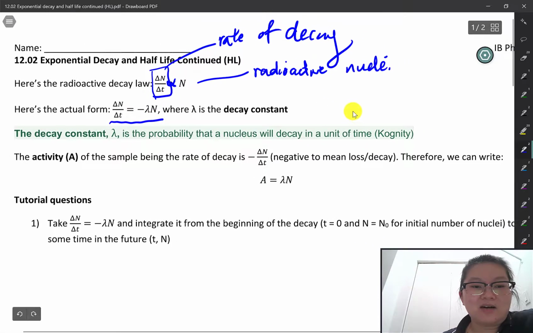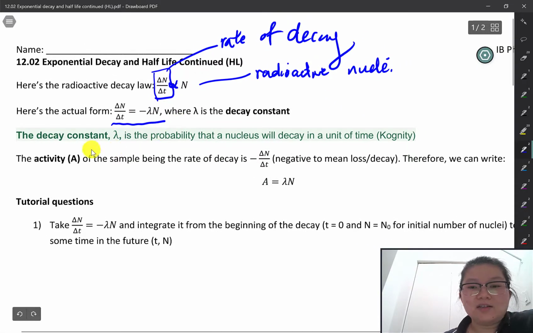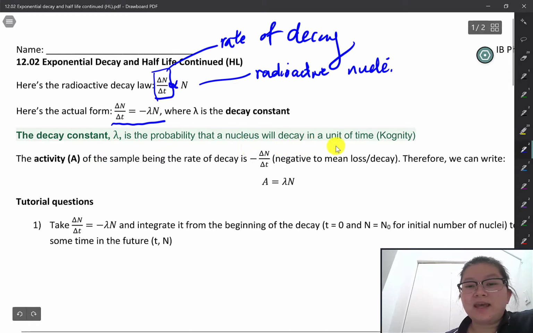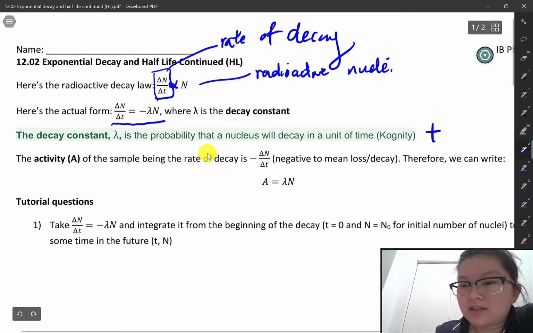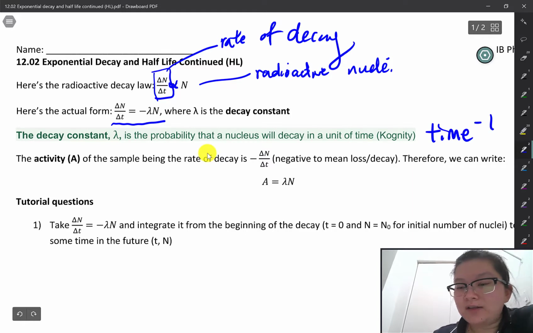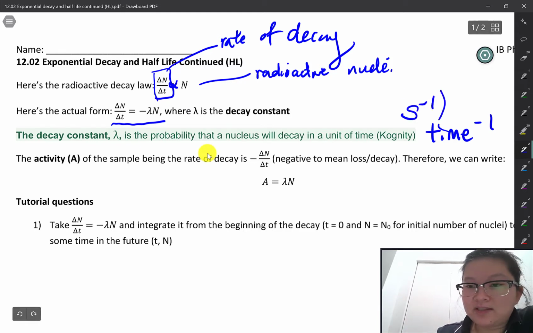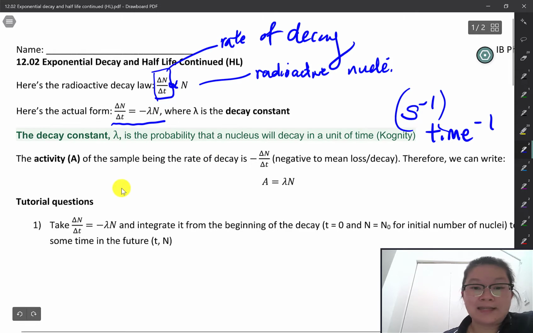So what is the decay constant? The decay constant is a probability that a nucleus will decay in a unit of time. So essentially, the units are time to the power of -1. It's per unit of time. So it's a probability. It's the chance of something that will decay within 1 second or a day or whatever that is. So usually it's measured in units of seconds to the power of -1, or per second.